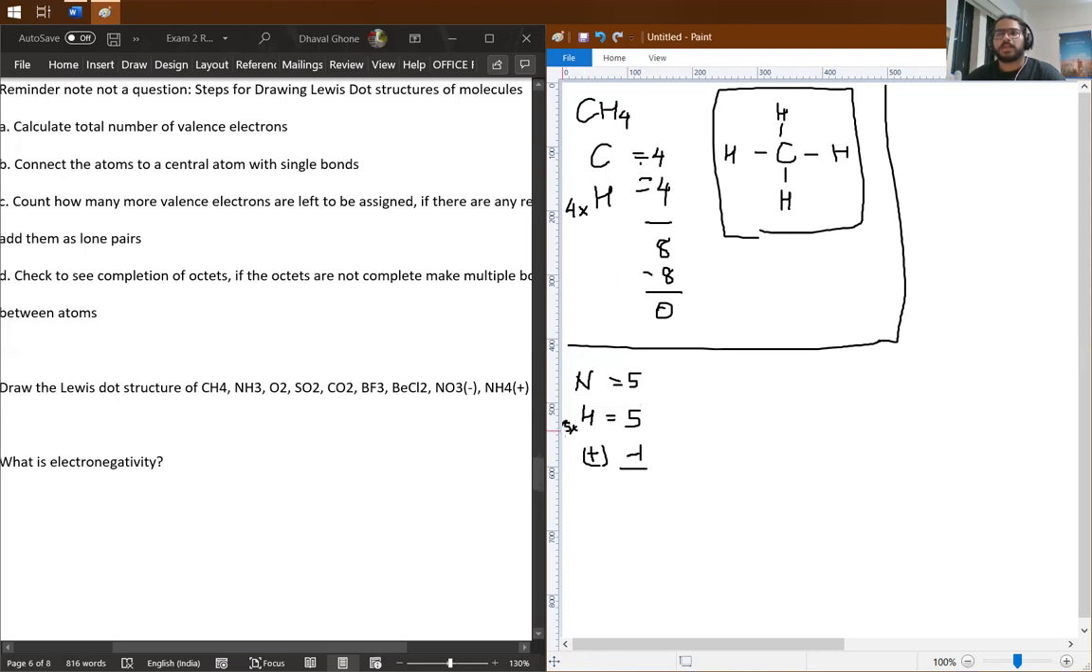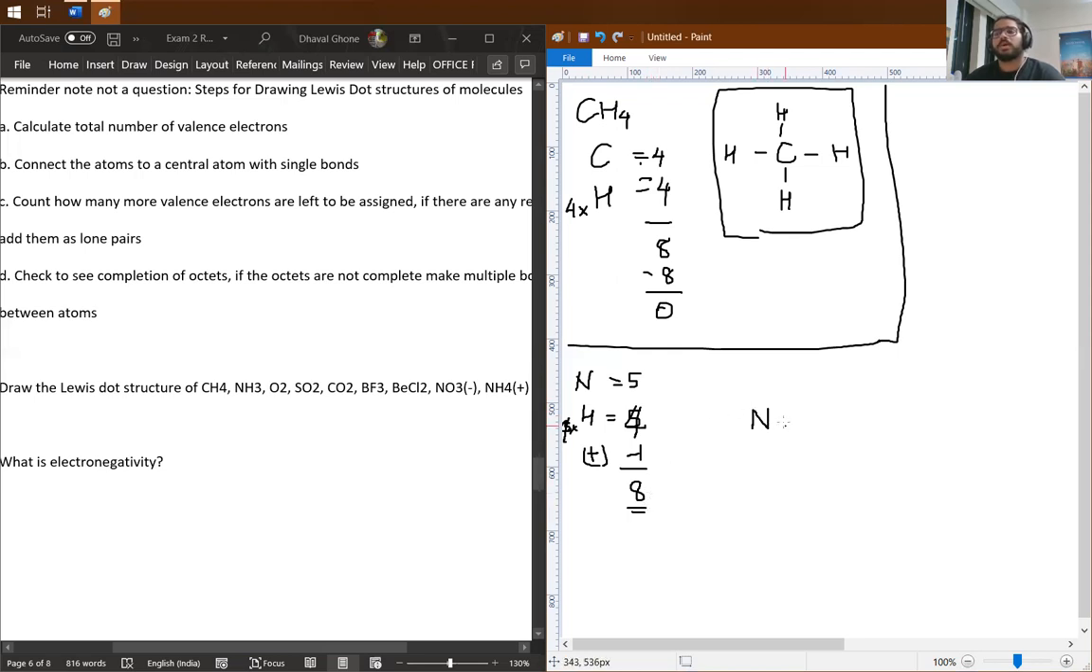I'm sorry, N has 5. There are 4 H's, is what I meant to say. So 5 plus 4 is 9, minus 1 is 8. NH4 plus has 8 valence electrons in it.